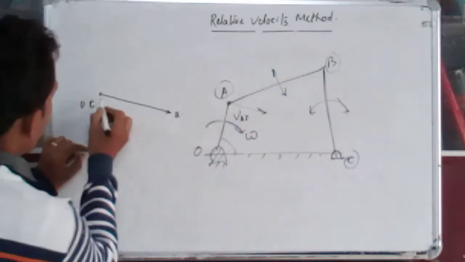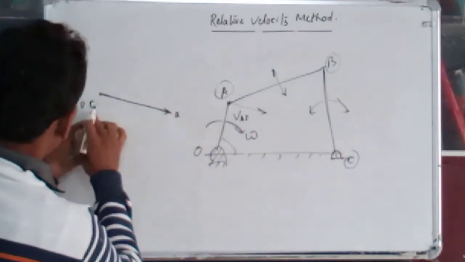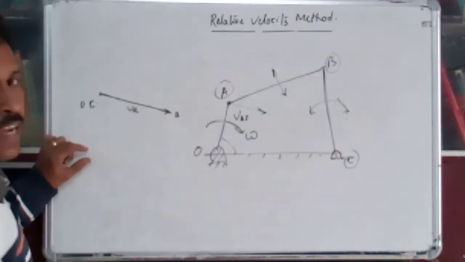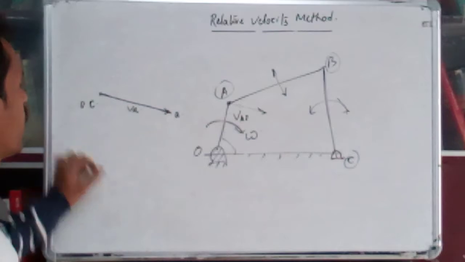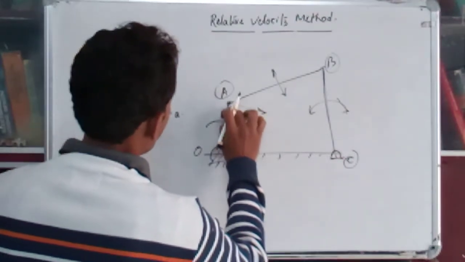So this length is known. So the direction of that is VA. We can write VA. Okay.